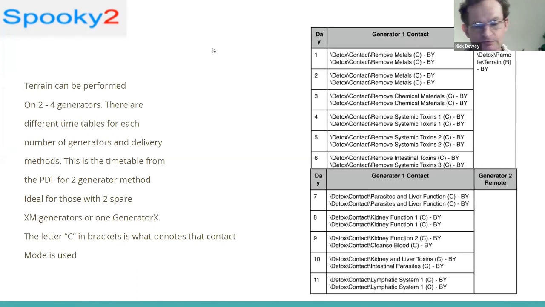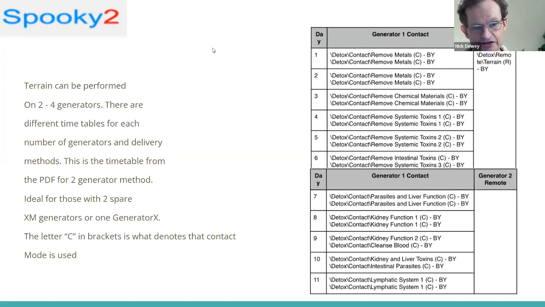Terrain can be performed on between 2 and 4 generators. There are different timetables for each number of generators and delivery methods. Again, this is all in the PDF outlined for you, making it nice and easy. What you're seeing there on the right-hand side is the timetable from the PDF for the 2-generator method, which means that one generator is doing all of your contact work and another one is doing the detox support through running terrain on remote and also adding extra power to the contact work that you're doing, as well as to provide some frequencies between contact sessions.